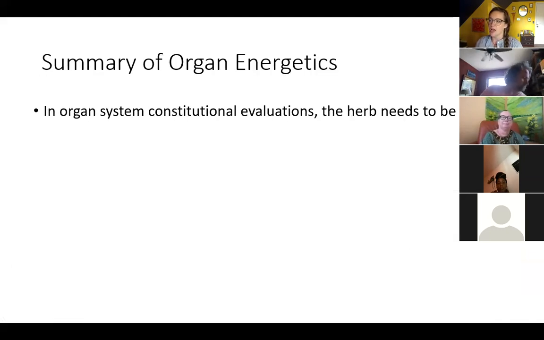So, summary of organ system energetics. In organ system constitutional evaluations, when we're talking about the constitution of the person, the herb needs to be tonic. Tonic is to tone the system. It is the small changes, it is the nourishment, it is the food. Think about tonics in the world of herbs like food in the realm of nourishment. There are many types of nourishment.